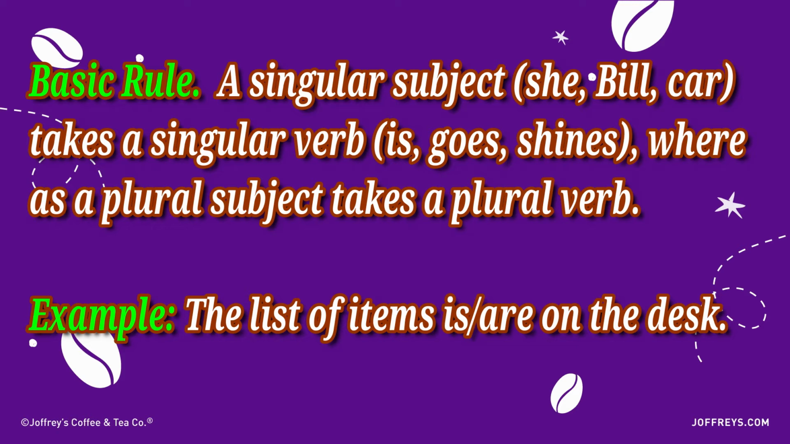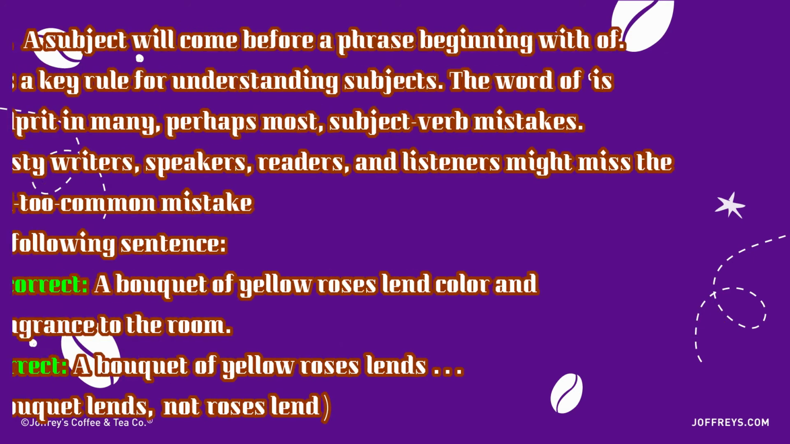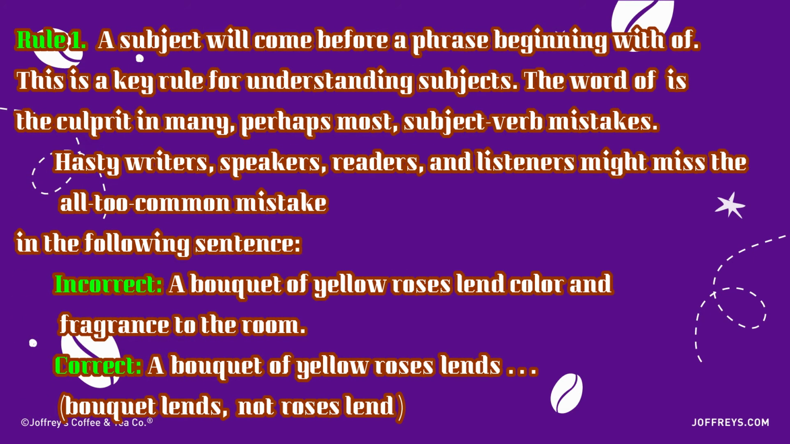Example: the list of items is or are on the desk. If you know that list is the subject, then you will choose is for the verb. Rule verb 1. The subject will come before a phrase beginning with of. This is a key rule for understanding subjects.